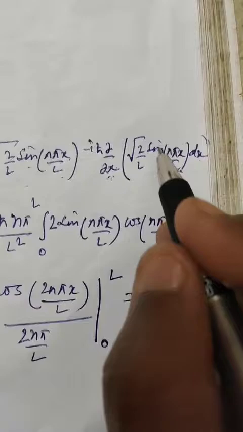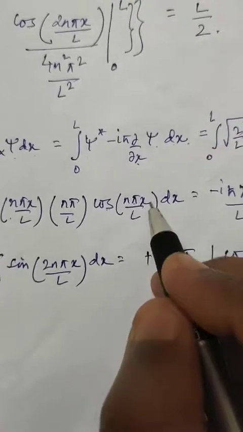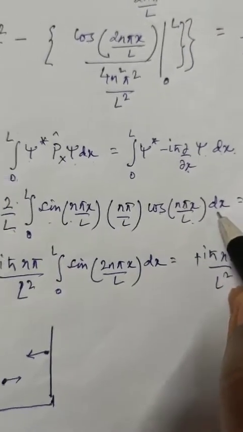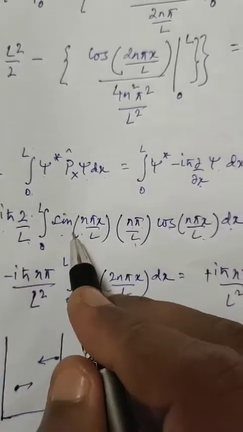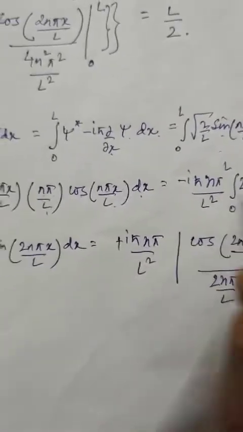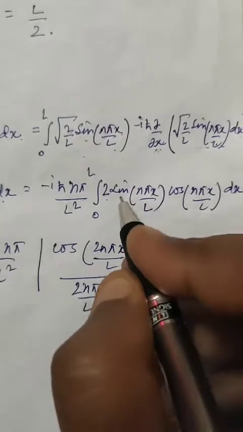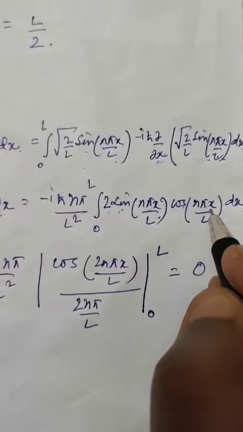The integral is from 0 to L. Sine n pi x by L remains as it is. If you differentiate d dx of sine n pi x by L, you will get an n pi by L out and cos n pi x by L dx. So n pi by L is a constant, I can take it out, and if I take in 2, then I have 2 sine theta cos theta. Here you have an L, here you have an L, so you have an L square. So you have 2 sine n pi x by L cos n pi x by L. So this is 2 sine theta cos theta, and that is sine 2 theta.